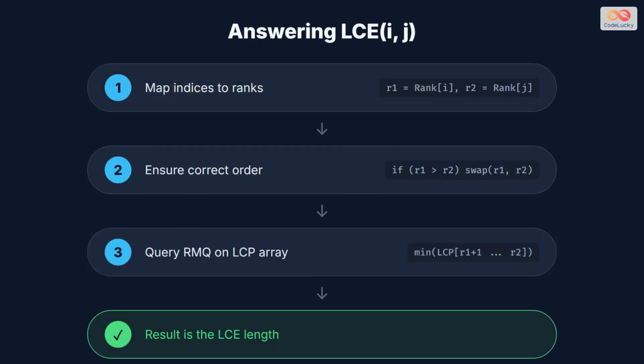So, here is the complete process to answer a query for indices i and j. First, we look up their ranks in the suffix array. We ensure the ranks are ordered correctly. Then, we simply query the sparse table for the minimum value in the LCP array between these ranks. The result is our answer.